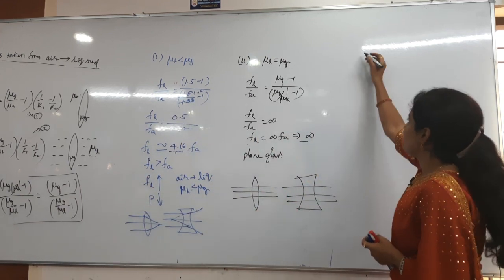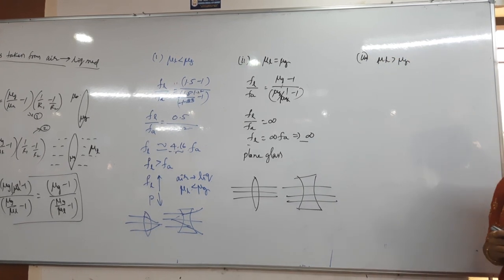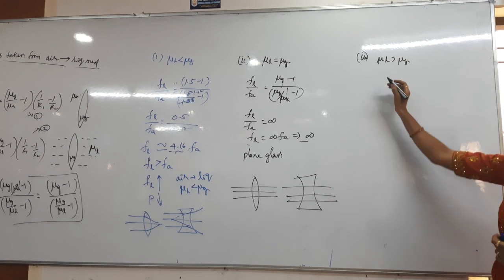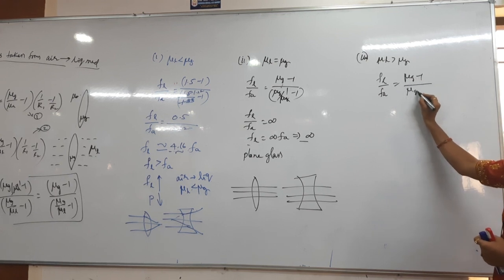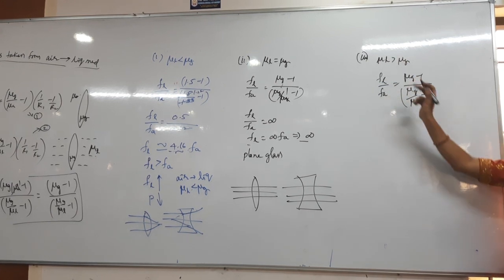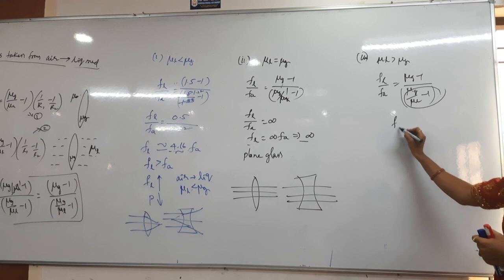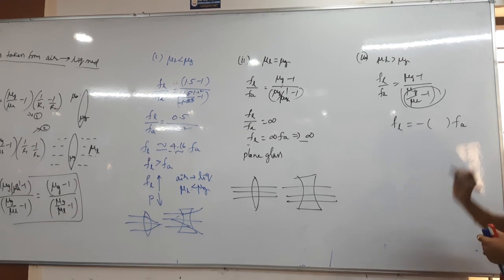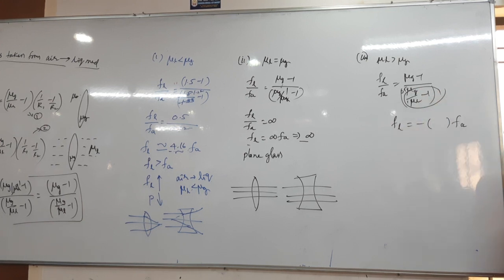The next case is whenever mu L is greater than mu G. What happens in the denominator? See, FL by FA is equal to mu G minus 1 by mu G by mu L minus 1. I said that mu L is greater than mu G. Then this will become negative. So FL is equal to negative times FA. Why? Because this is becoming negative here. For example, this will be 0.5 and this will be 1. Then 0.5 minus 1 is minus 0.5. So we get minus FA here.